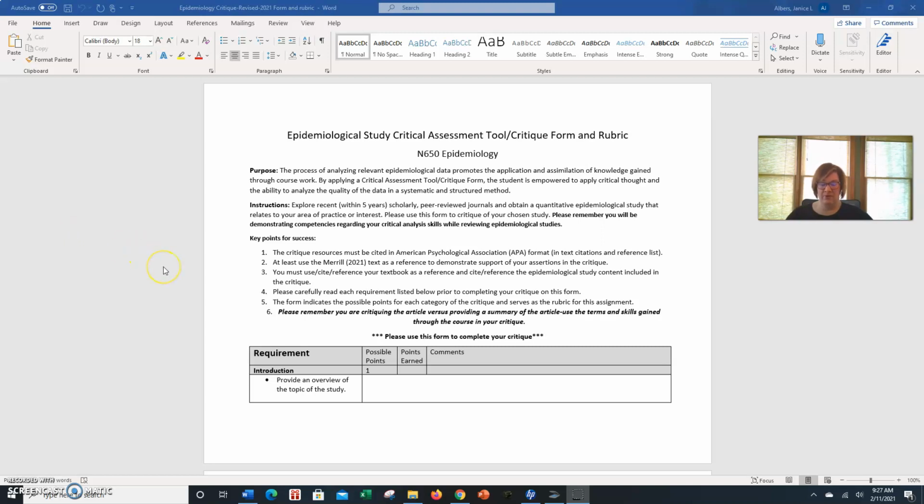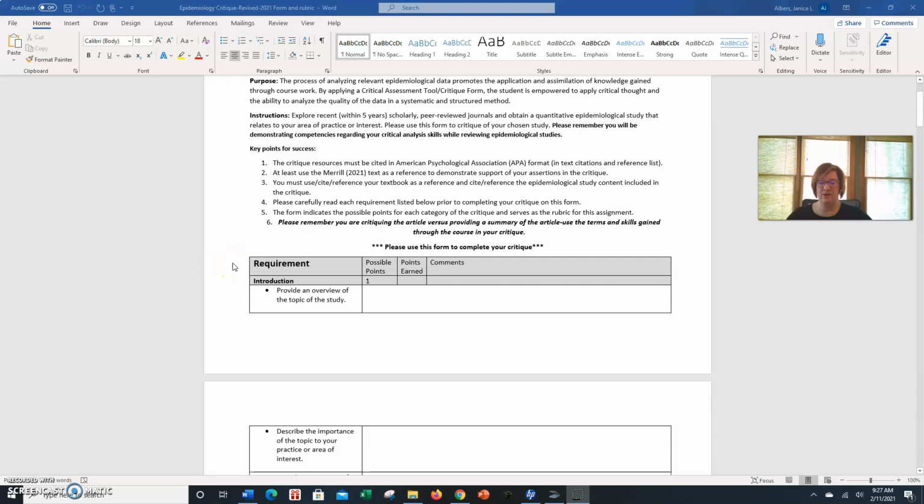And remember, this is really, really important. This is not a summary of the research. This is you really reading it and critiquing the research and passing your judgment based on what you know and what you've learned so far in the course. So keep that in mind. If you have any questions, you let me know.